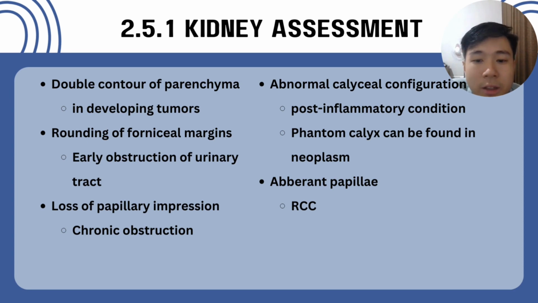And then there is rounding of the fornices margins, which refers to early obstruction of the urinary tract. And then there is loss of papillary impression. It can be found in chronic obstruction of the urinary tract. Next, there is abnormal calyceal configuration. It can be found in post-inflammatory conditions. And in IVP, phantom calyx can be found in neoplasm. And the last one is aberrant papillae, which can be found in renal cell carcinoma.